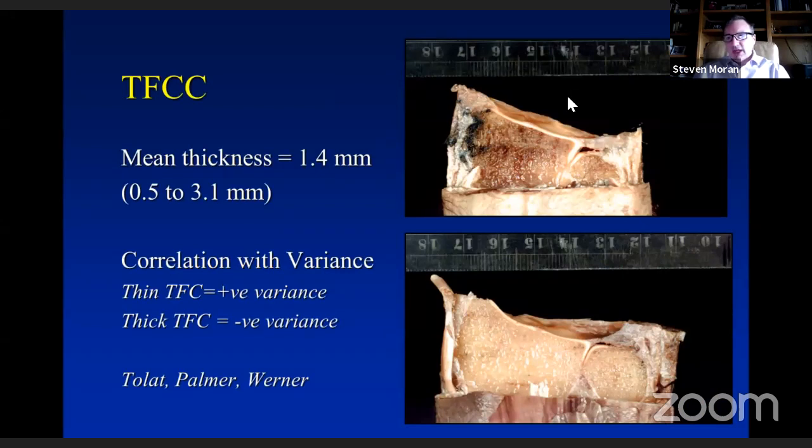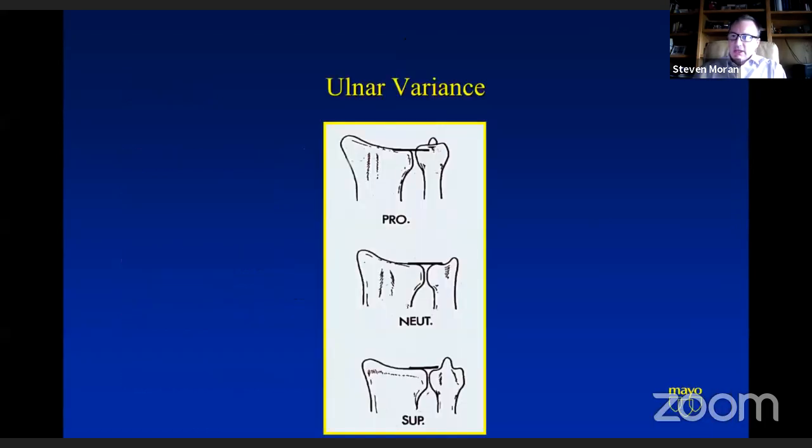This is another slide from Tolat, showing a beautiful slide, showing the patients that tend to be ulnar negative have thicker TFCCs or thicker cushion, while patients that are more ulnar neutral or ulnar positive will have a much thinner TFCC. So the thickness is directly correlated to the ulnar variance. So you can imagine if you have a thinner TFCC, it doesn't take long in your lifespan to end up perforating this portion of the TFCC, and that certainly can be exacerbated in patients that have activities that require repetitive amounts of pronation.